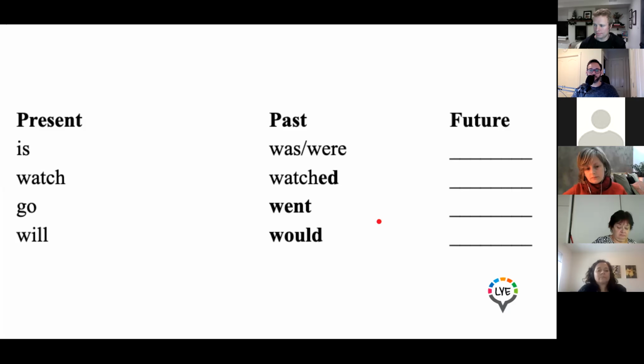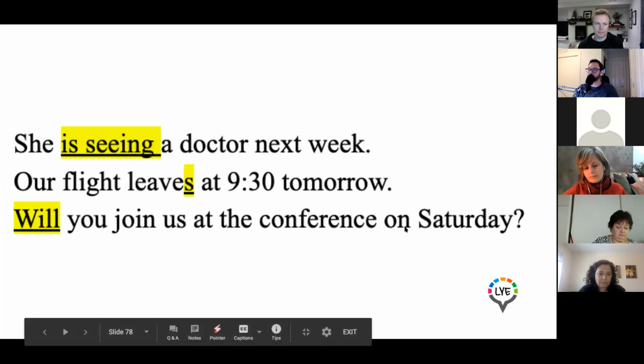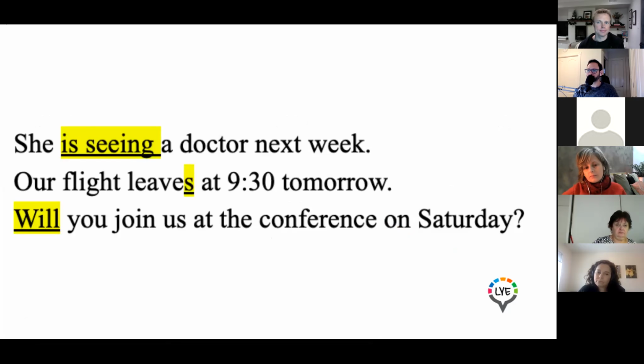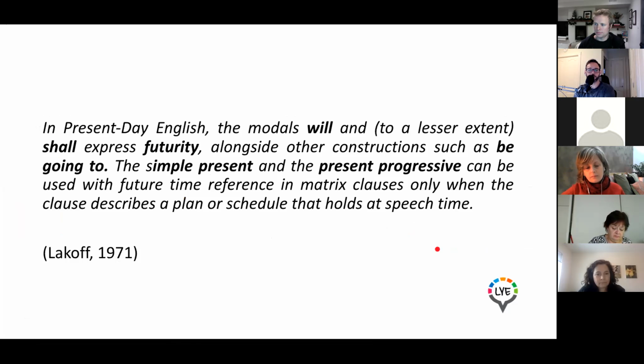Instead, what do we do, Leo, to talk about the future? As we can see here, we add an auxiliary verb to show future, right? We use the present to express futurity, right? And according to Lakoff, or one of the linguists that I use for this to create the course, he's basically saying that we just use will and, to a lesser extent, shall, which I don't think people are using as much anymore, to express futurity, and also other constructions such as be going to. But he emphasizes that the simple present and the present continuous are also used with future time references.